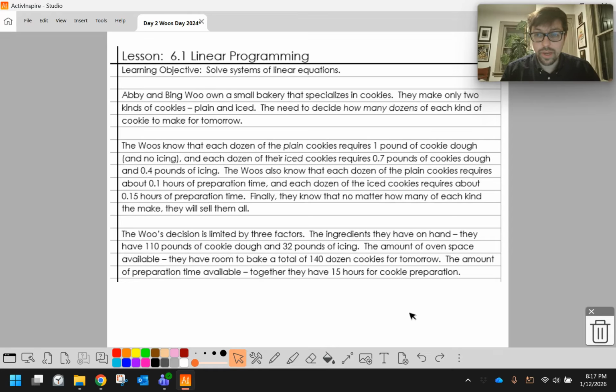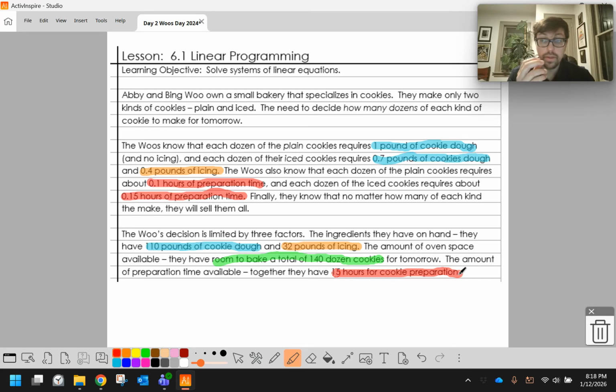It's quite long, so I recommend that you pause the video for just a moment. And I'm going to highlight during that pause what's important to this question. So we see that the Woos are dealing with some different things in order to make their cookies every day. They've got so much cookie dough, 110 pounds a day, and different dozens of cookies require different amounts of cookie dough. They've got so much icing for their iced cookies, and they only got so many times in the day.